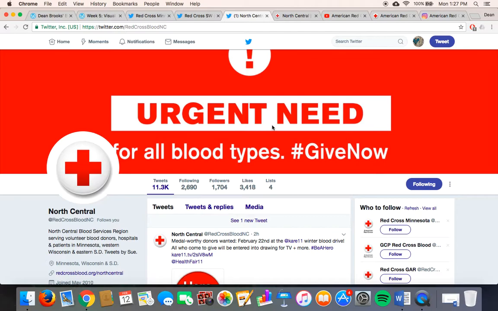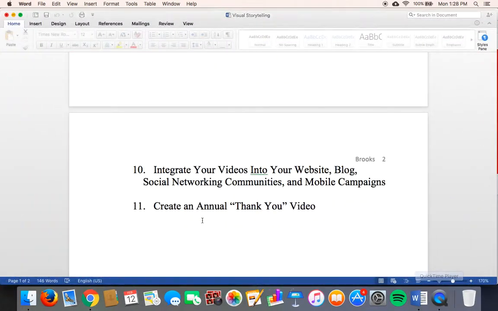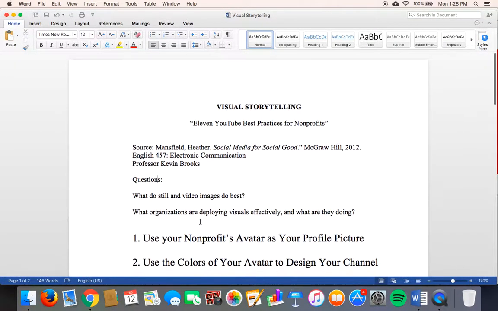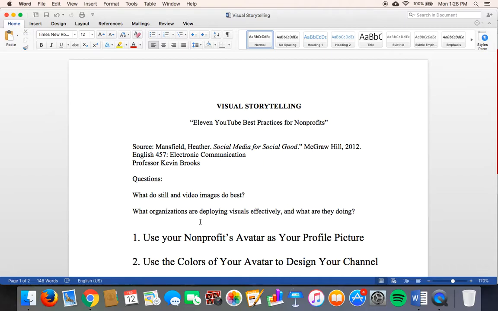Certainly, it's something I think about myself. If I was ever in the hospital for an operation or some type of an emergency, I would love to think that there's plenty of blood or blood parts there that would be there for me in the event that I needed them myself. And so it's actually really important to me that the Red Cross communicates that. I think that's an important thing to do. And that basically wraps up our checklist of the 11 YouTube best practices for nonprofits.